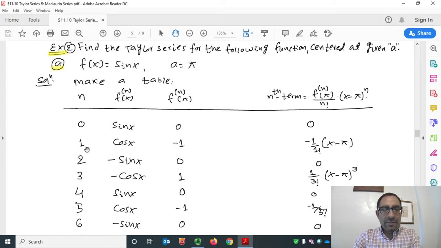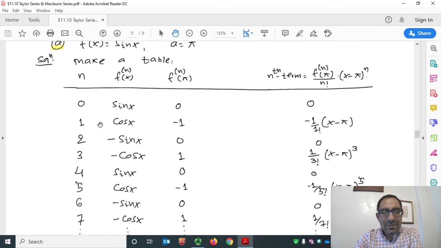Take the first derivative of sine x, which turns out to be cosine x. Evaluate cosine x at pi, which turns out to be negative 1. And the nth term turns out to be negative 1 over 1 factorial times x minus pi to the power 1. I hope this makes sense to you all. Similarly, here n corresponds to the successive derivatives of the given function, here are the derivative functions, here is the value of the derivatives, and here is the nth term.